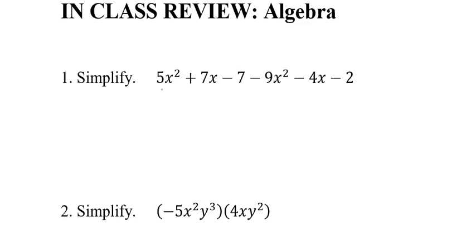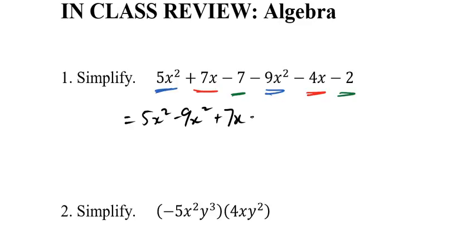But essentially how I would do this is I would notice that the x squared terms go together, the x terms go together, and the constants go together. So this ends up being 5x squared. You don't have to rewrite it like this if you were given a question. I'm just doing it to show you how they regroup together. Minus 7, minus 2. So I've got them all. 5 minus 9 is negative 4. And the variable part doesn't change when you're adding things together. 7 minus 4 is 3. So 3x. And negative 7 minus 2 is minus 9.